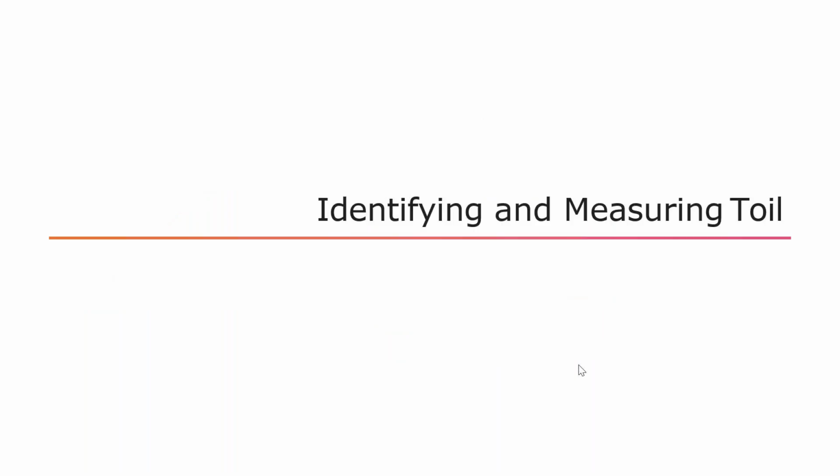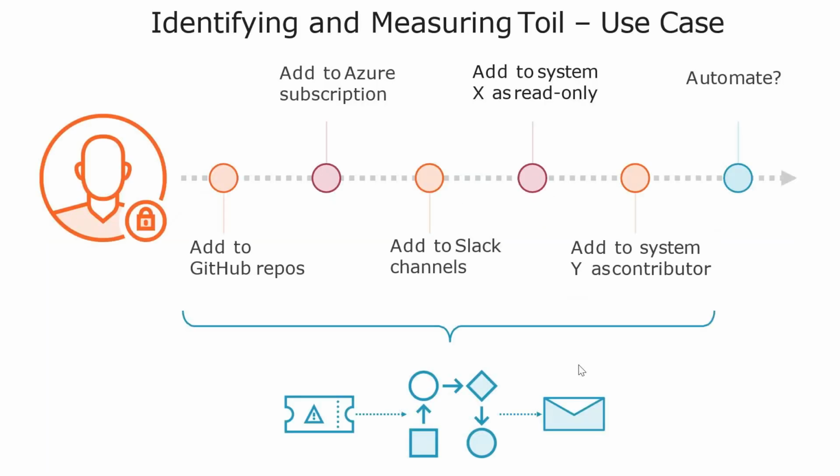So how do we identify and measure the toil? Let's identify and measure the toil. In this example, if you see, one new employee joined your organization, and you are supposed to add their access to GitHub, Azure subscription, Slack channels, certain systems as read only, and certain systems as contributor, and then you have to automate all this process. So first, identify and measure the toils.